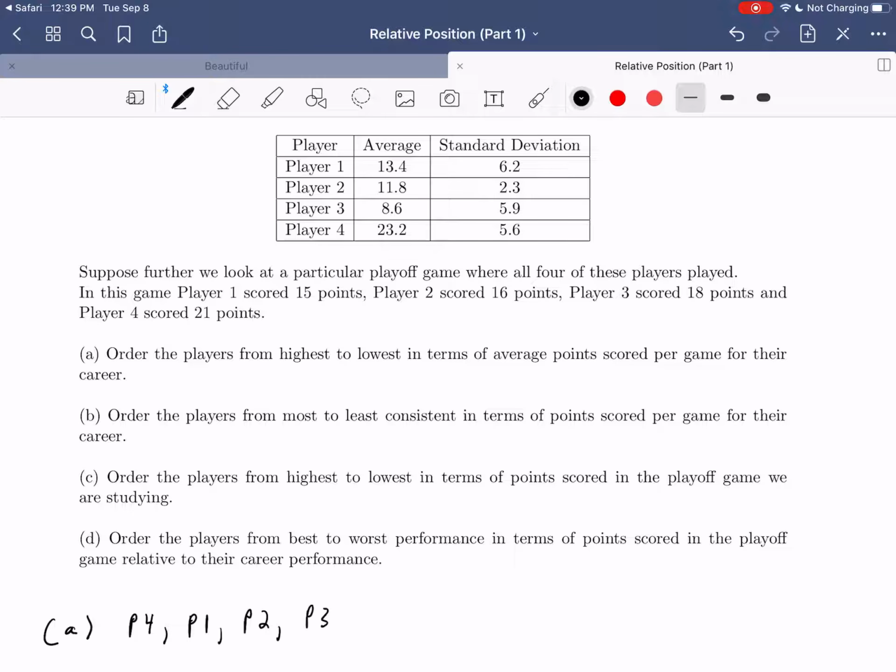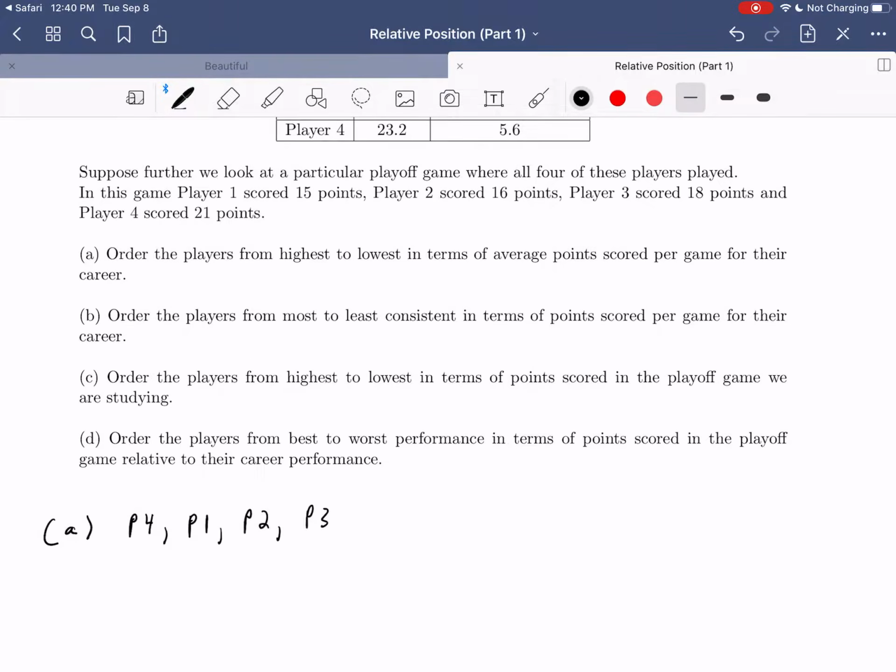Now, of course, that doesn't necessarily mean that they were the best or worst players, right? There's a lot more in basketball than just scoring points. But in terms of just looking at points scored, we'd say player 4 had the best career average, 23.2, and conversely, player 3 had the worst average of only 8.6. Okay, let's answer another question related to their career. We're going to order the players from most to least consistent in terms of points scored per game for their career.